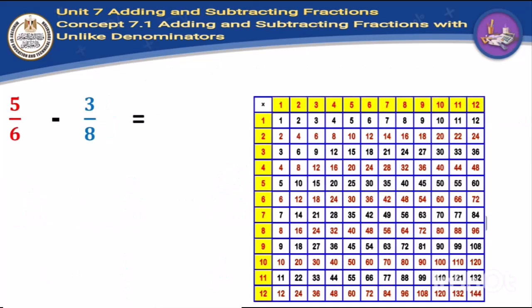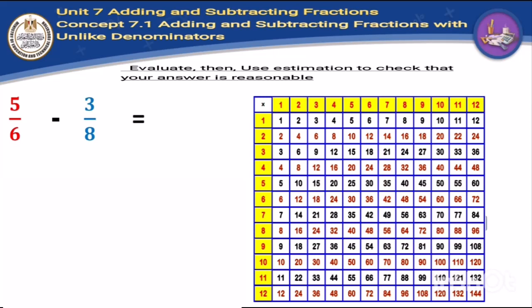Okay, the last one. We have 5 over 6 minus 3 over 8. Highlight with me 5 over 6. Is this like denominator or unlike denominator? Excellent, unlike. I have 6 in the first fraction and 8 in the second fraction. Which multiple is the common multiple? I will use the multiplication chart. Let's highlight multiples of 6 and multiples of 8. What is the common multiple here? I see the first one is 24. I will use 24.